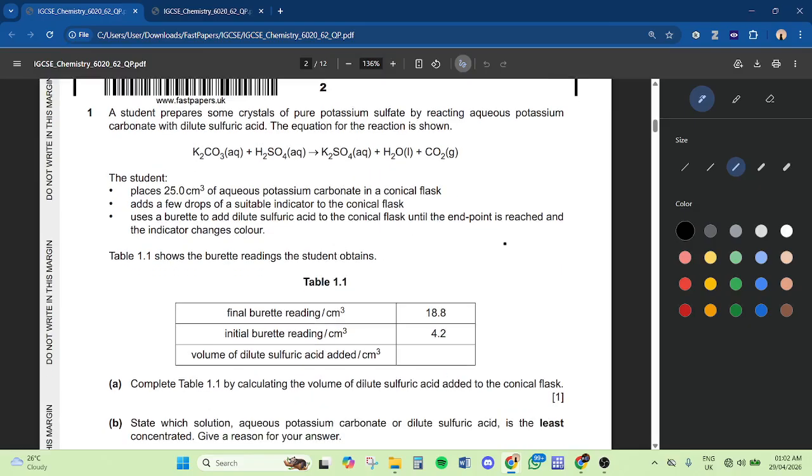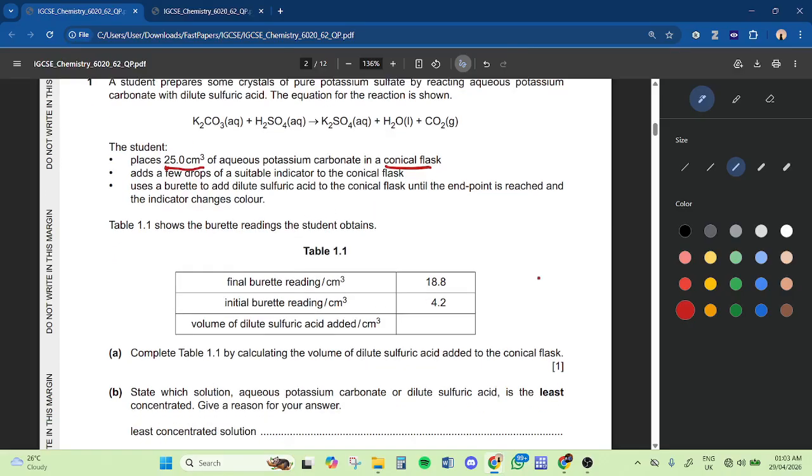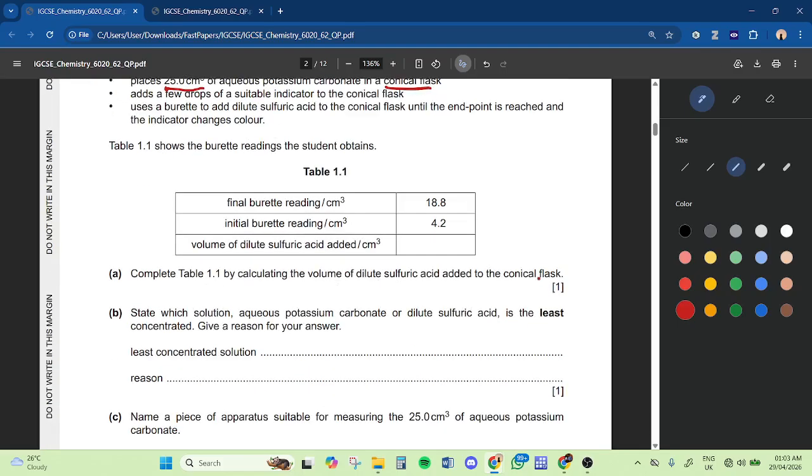So the first question we're going to start with: a student prepares some crystals of pure potassium sulfate by reacting aqueous potassium carbonate with dilute sulfuric acid. The equation for the reaction is shown. So it's K2CO3 plus H2SO4 gives you K2SO4 plus H2O plus carbon dioxide. The student places 25 cm³ of aqueous potassium carbonate in a conical flask, adds a few drops of a suitable indicator to the conical flask, and uses the burette to add dilute sulfuric acid to the conical flask until the endpoint is reached and the indicator changes color. Table 1.1 shows the burette readings the student obtains.